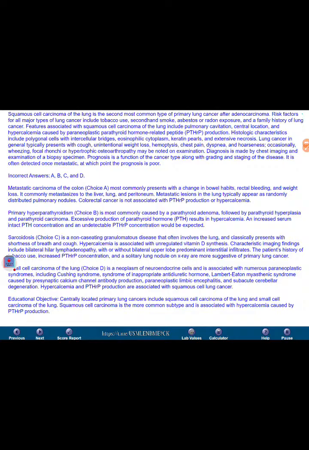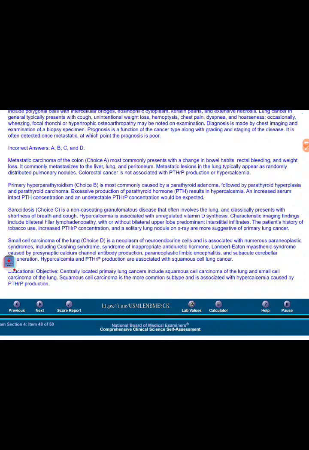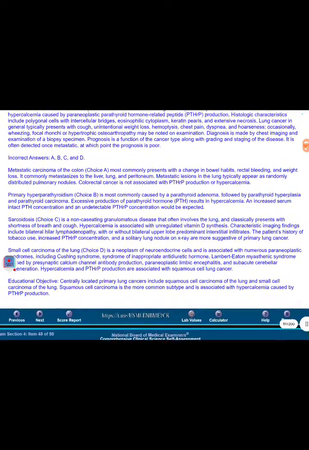The patient's history of tobacco use increases the risk of a solitary lung nodule on X-ray, suggesting primary lung cancer. Small cell carcinoma of the lung is a neoplasm of neuroendocrine cells associated with numerous paraneoplastic syndromes: inappropriate antidiuretic hormone secretion, Lambert-Eaton myasthenic syndrome caused by presynaptic calcium channel antibody production, paraneoplastic limbic encephalitis, and subacute cerebellar degeneration. Hypercalcemia and PTHrP production are associated with squamous cell lung cancer.